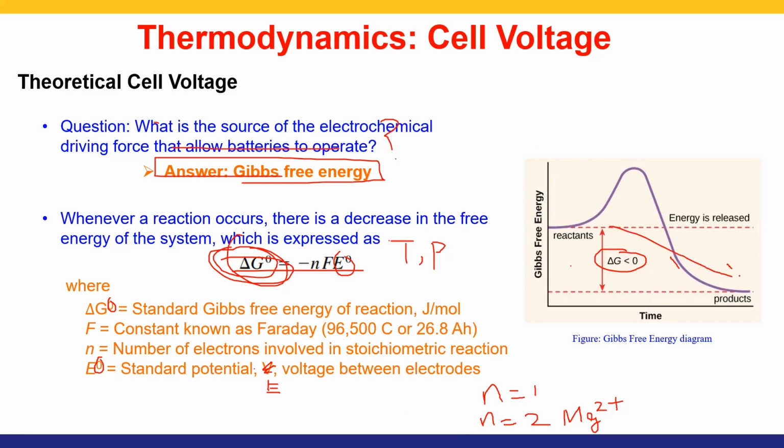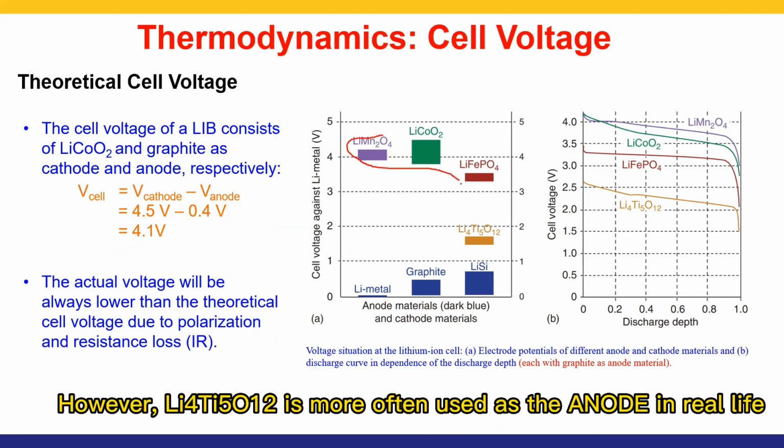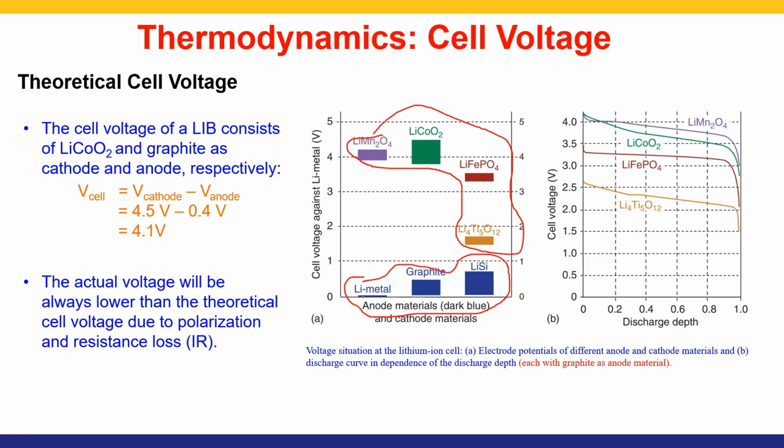There are a large number of possible material combinations which result in different cell potentials. For example, for cathode, we have lithium manganese oxide, lithium cobalt oxide, lithium iron phosphate, and lithium titanium oxide. And then for anode, we have metallic lithium, graphite, and lithium silicate. So to make the electrode potentials comparable, we use a reference, which is metallic lithium. We define the potential to be 0, and you can see other materials' half-cell potentials as compared to lithium.